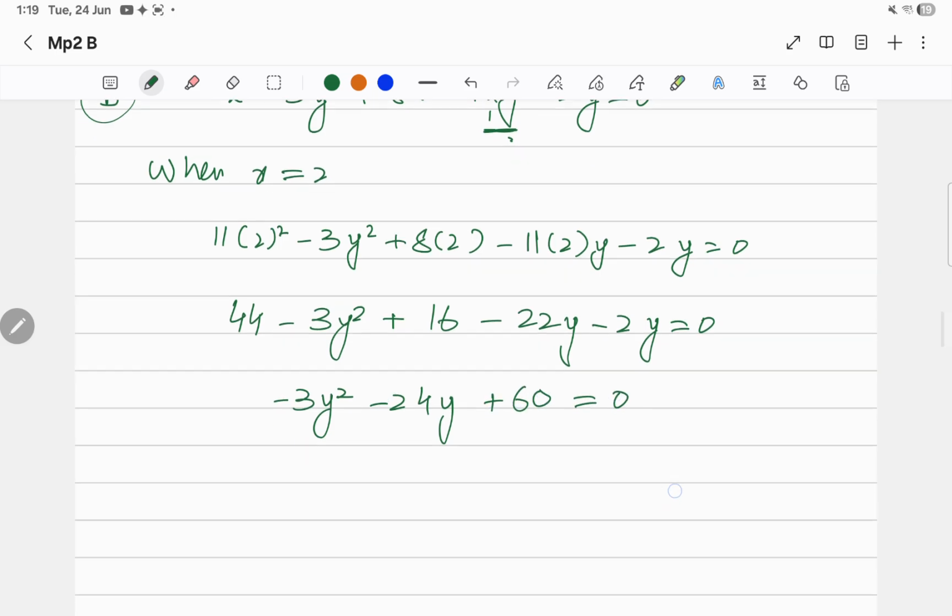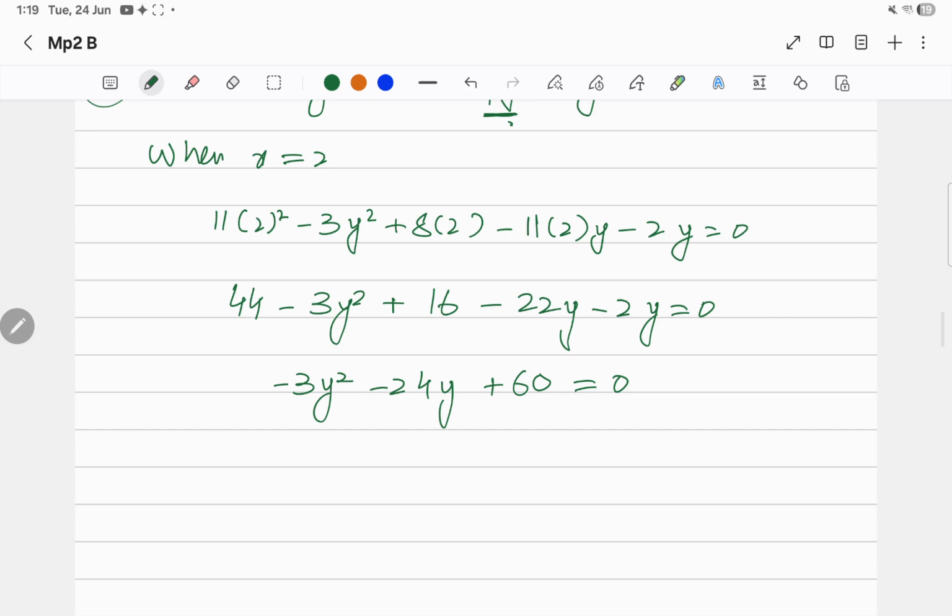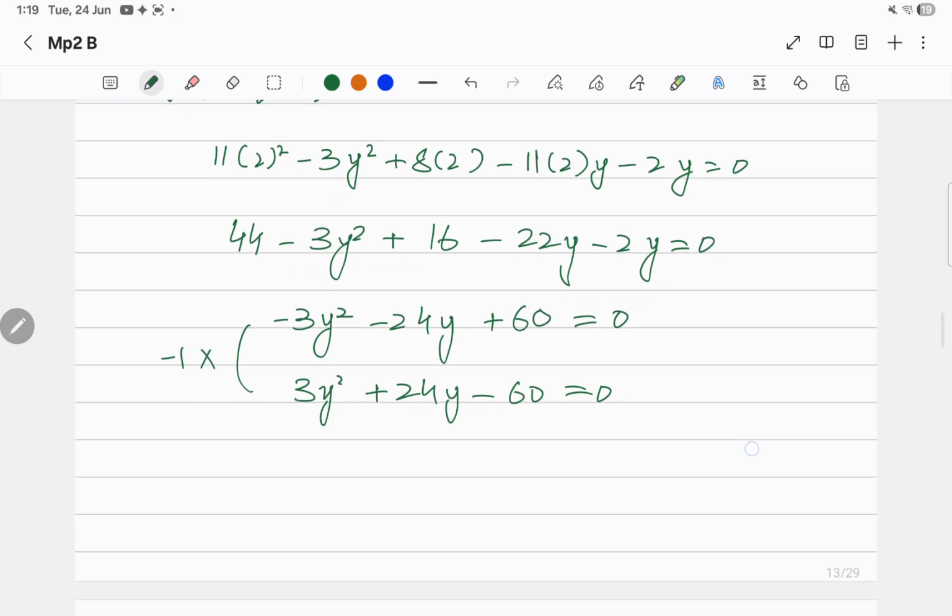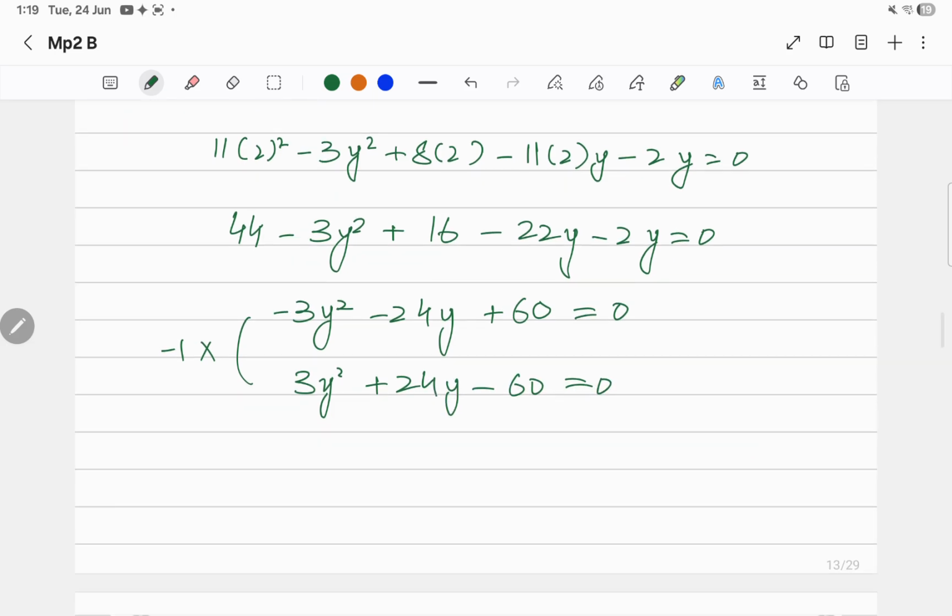So if you multiply by minus 1 throughout on both sides, it will be 3y squared plus 24y minus 60 equals 0. And we can see 3 is a common divisor of each and every term. If we divide by 3, it will be y squared plus 8y minus 20 equals 0.